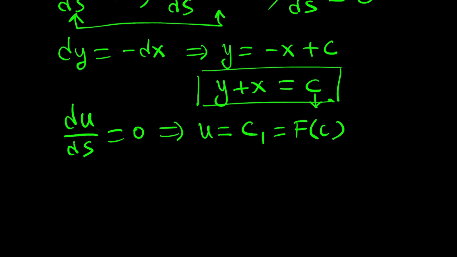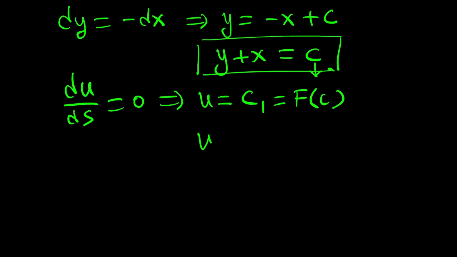So now, this basically gives us the following. u is equal to f of c, which is y plus x. You can also write it as f of x plus y. So basically, different characteristic lines can have different values of u, so that constant can be an arbitrary function of c. Does that make sense? I hope it does. Okay, so that's our solution.